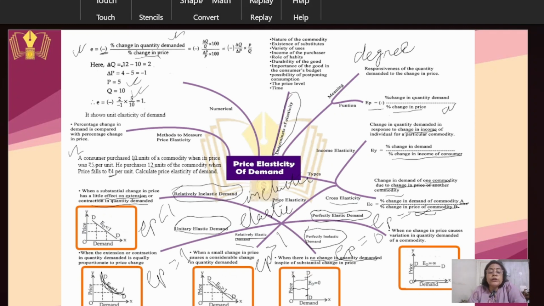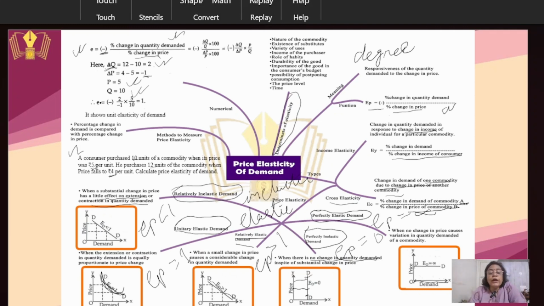So how to find out percentage change in quantity demanded? Delta Q by Q into 100. Delta Q means change in quantity. So how will we take? 12 is the changed quantity minus the initial quantity. So 12 minus 10 is 2. Similarly, percentage change in price will be calculated by delta P by P. Delta P means change in price. What is the changed price? It was a falling price. It was how much? 4. And how much was the initial price? 5. So 4 minus 5 is equal to minus 1.